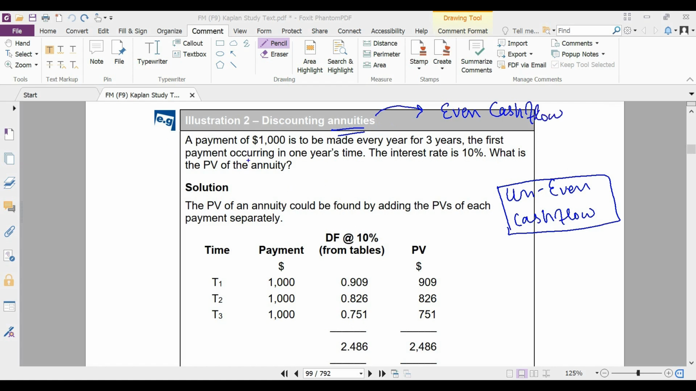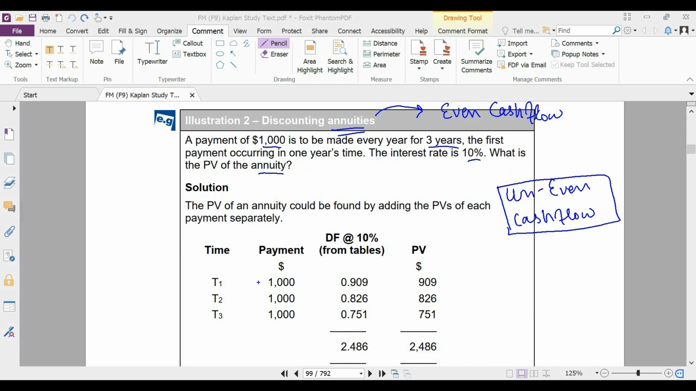Let's see this example for better understanding. For example, a payment of 1000 is to be made every year for 3 years. The first payment occurs in 1 year's time. The interest rate is 10%. Okay, what is the present value of the annuity?